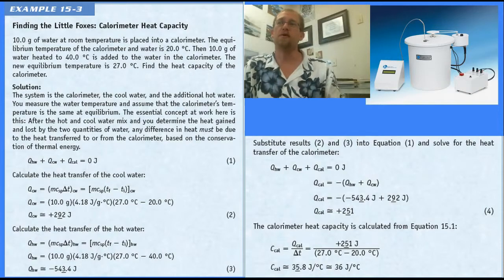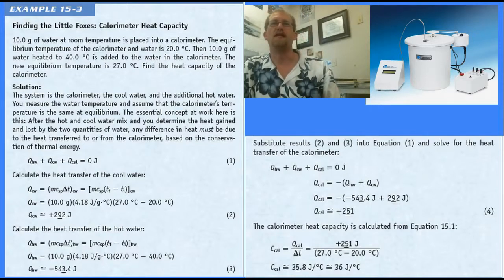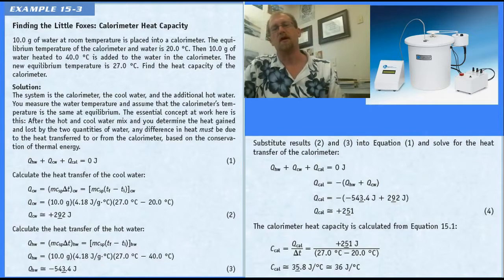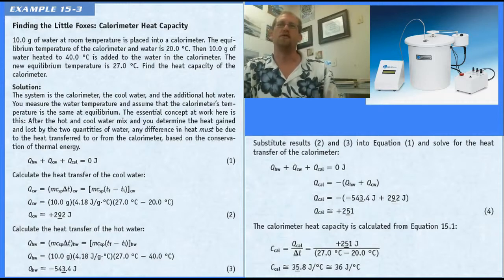Okay, this is from your textbook. It's example 15.3, and it's called Finding the Little Foxes, which is a reference from Scripture. So the idea here is we want to see how much of the thermal energy the calorimeter absorbs in the course of this experiment. So 10 grams of water at room temperature is placed into a calorimeter. The equilibrium temperature for the calorimeter and the water is 20 degrees Celsius. So after it sits for a while, it's 20 degrees.